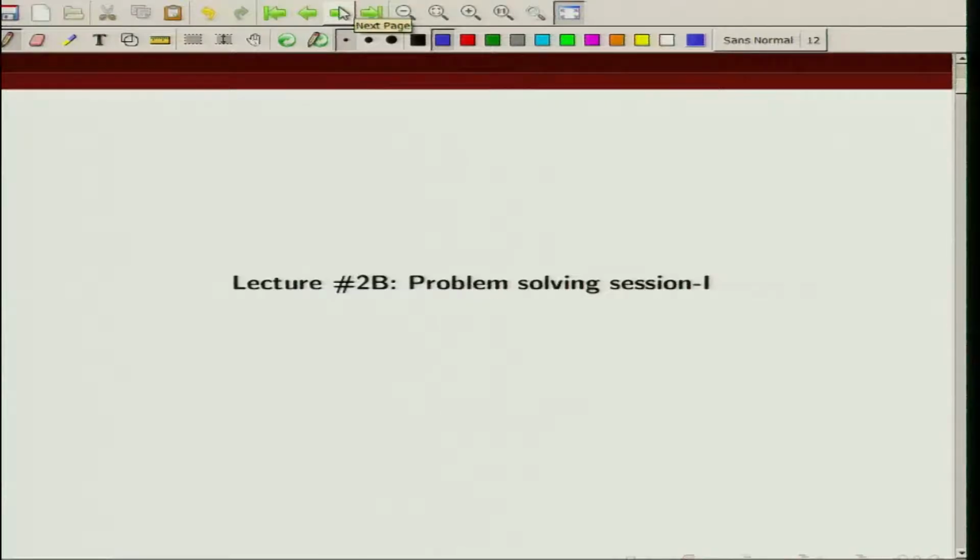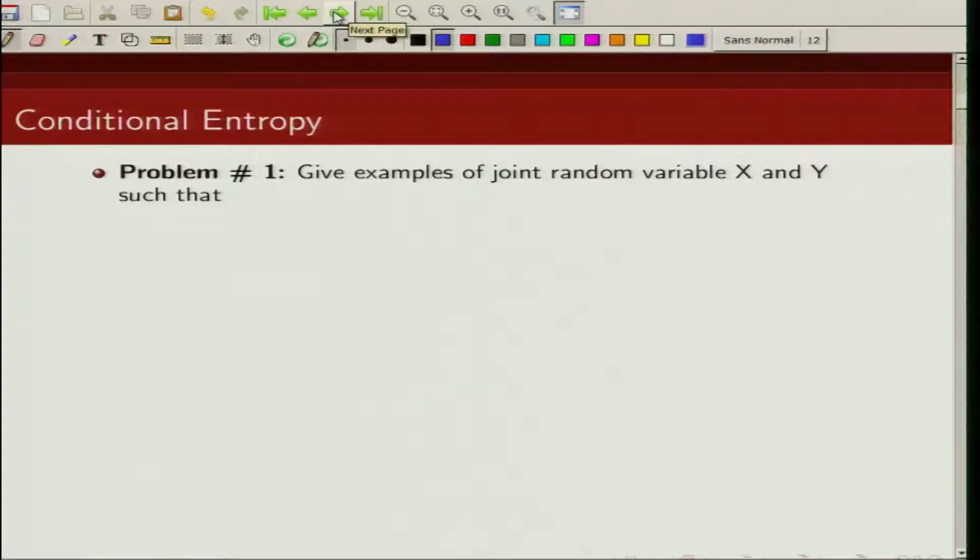Welcome to the course on Introduction to Information Theory. In this lecture, we will try to solve some problems. So this is a session devoted to problem solving. So let's start with the first problem.